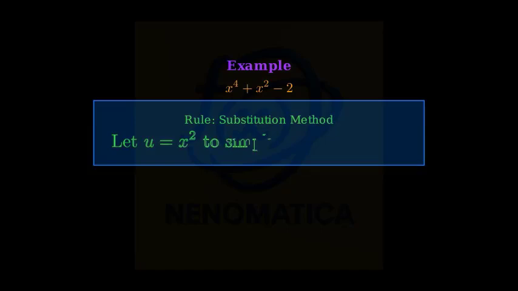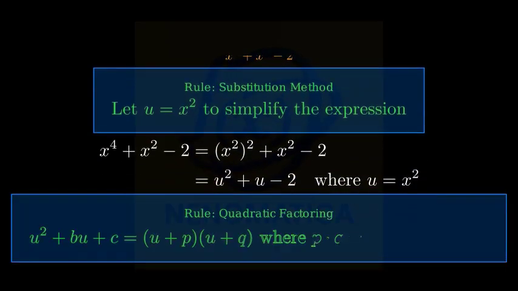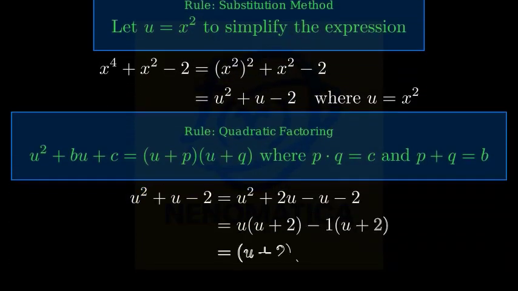Let's look at an example. We want to factor the polynomial x to the fourth plus x squared minus 2. First, let's observe that x squared appears in the expression. We can think of this as a substitution problem, where we let u equal x squared. Then our expression becomes u squared plus u minus 2. Now that we have a quadratic expression in terms of u, we can factor it using standard quadratic factoring techniques.